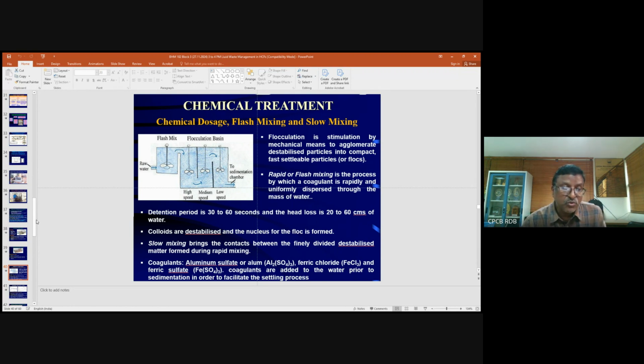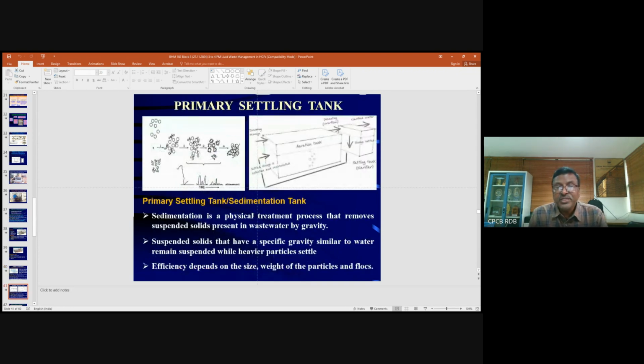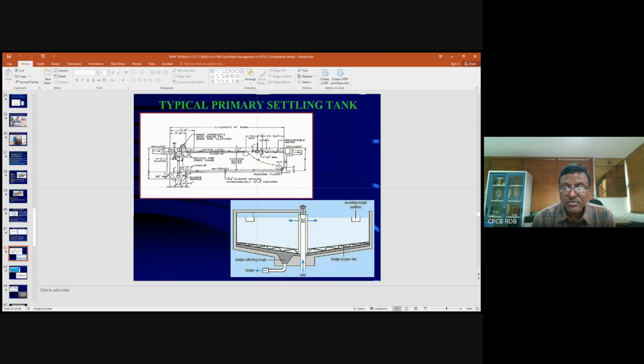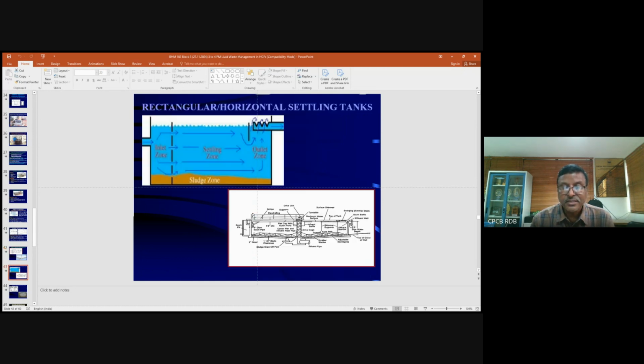These flocks, when they go for the next treatment, that is the clarifiers, which we call settling tanks, the flocks formed in the flash mixing or slow mixing will settle on their own in the settling tanks. These are the primary settling tank and secondary settling tank. All the solids in the wastewater are collected here. Only the supernatant will go out from the outlet of these tanks.